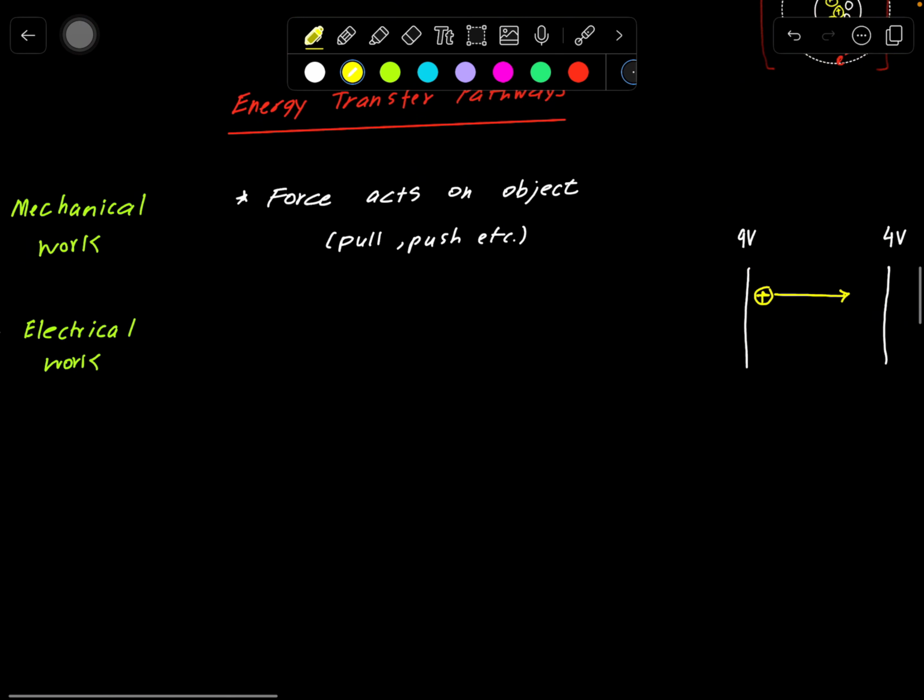So when you have a charge moving through a potential difference, that's your electrical pathway. And remember, movement of charge is referred to as current. What's current? Current is simply a moving charge. When you have a stationary charge, that's simply a static charge. But when you have a moving charge, that is referred to as current.